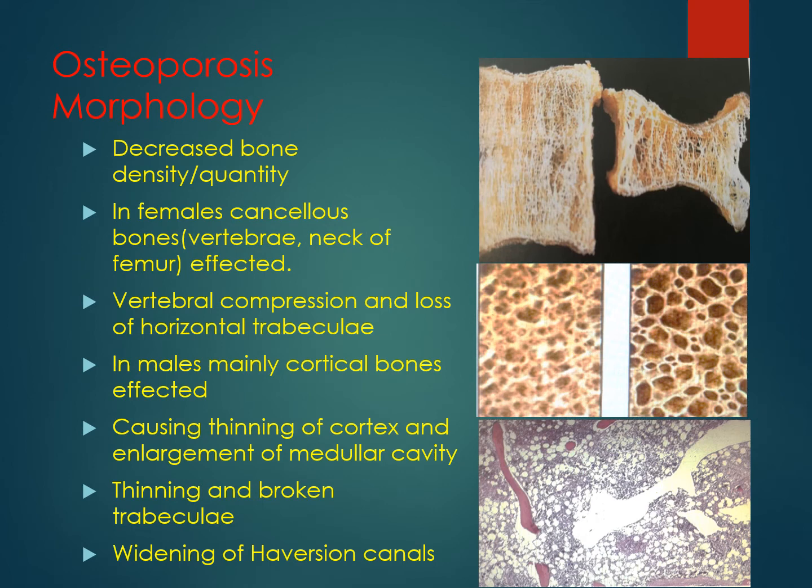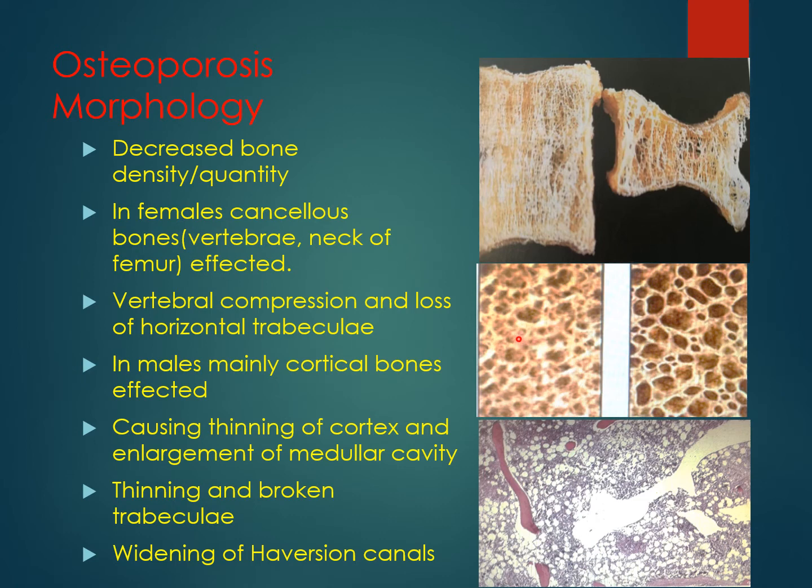Now if you see here, in case of osteoporosis in cancellous bones or trabecular bones like vertebrae, skull, neck of femur, here this is the example of vertebrae. If you compare with the normal one, it is compressed, then the horizontal trabeculae are lost, only vertical trabeculae are there, and practically there are holes within the vertebrae.